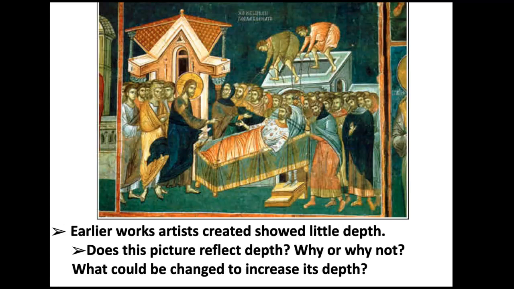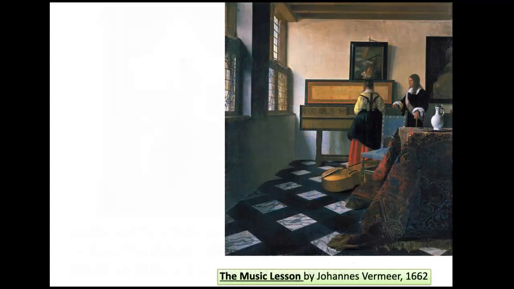Early works showed little depth, and you can look at this picture and see that it doesn't really show depth. It's kind of like there's some depth there, but it looks like just a big wall behind them. And this is part of an altarpiece. So here's a later piece from 1662 by Johann Vermeer, and it's called The Music Lesson.